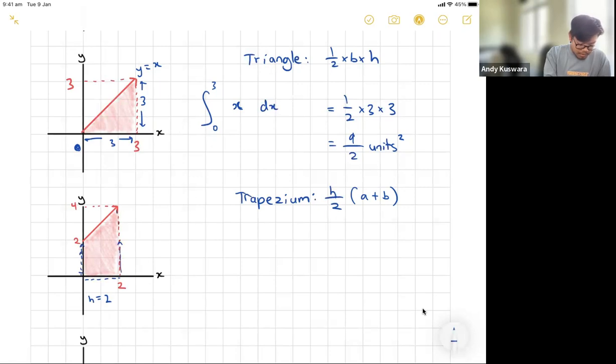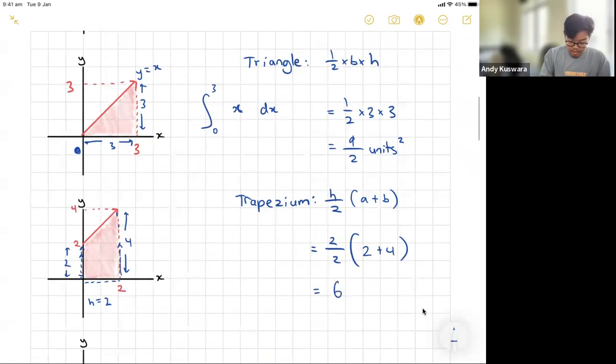So we can see here that this length is 2, and this length is 4. Hopefully you can see that that's what I'm working with here. So if I was to find the area of the trapezium, the area is height, which is 2, over 2, times a plus b, the 2 parallel sides, which is 2 plus 4. Let's just do that. That's 1, because 2 on 2 is 1, and 2 plus 4 is 6. And so our area here is going to be 6 units squared.